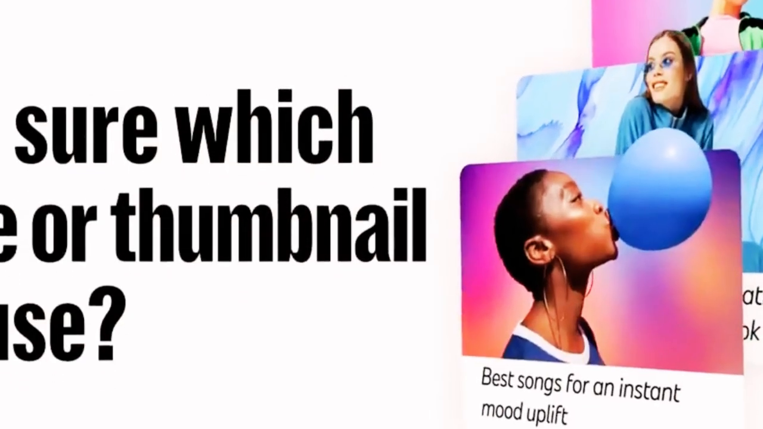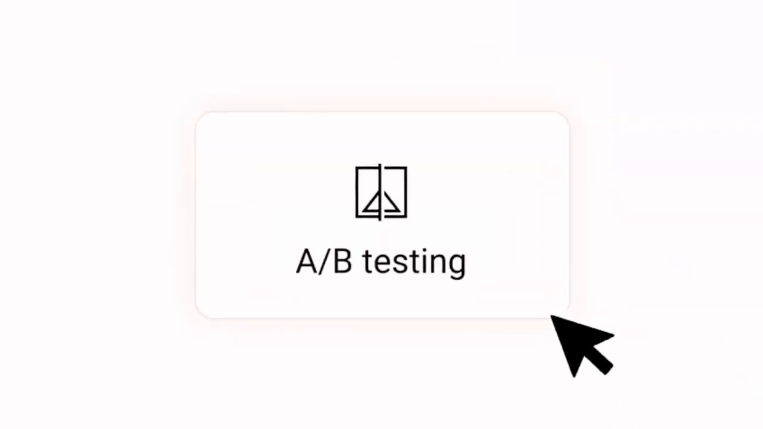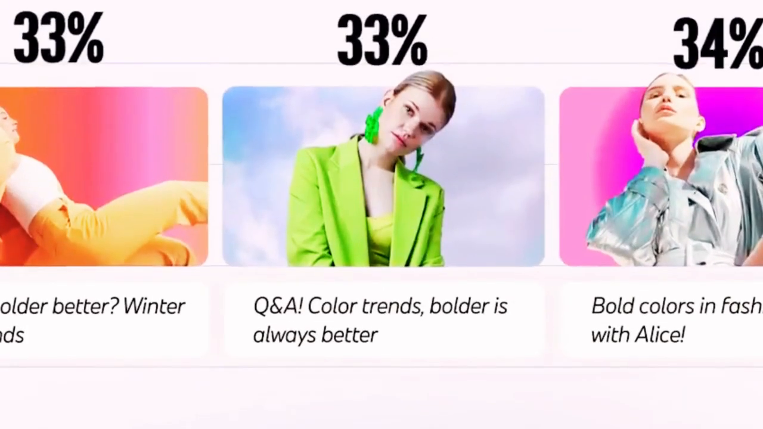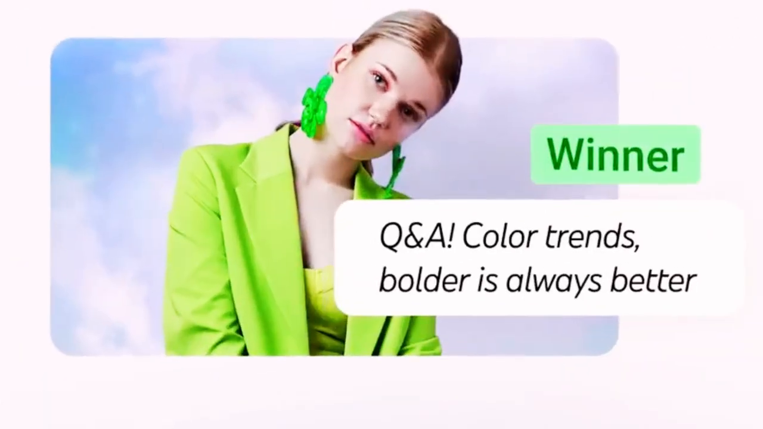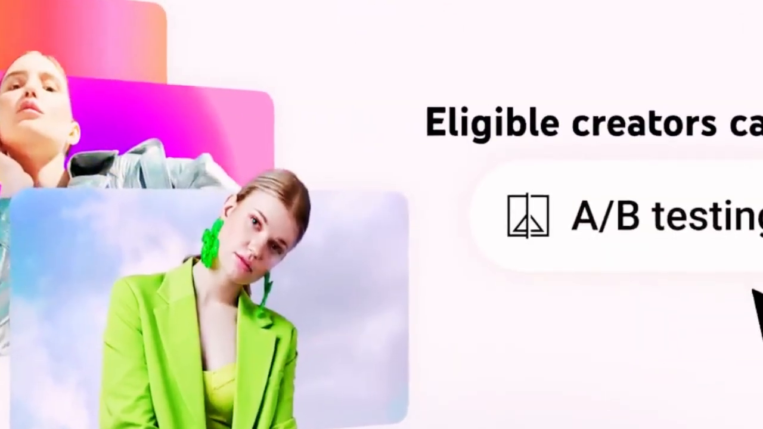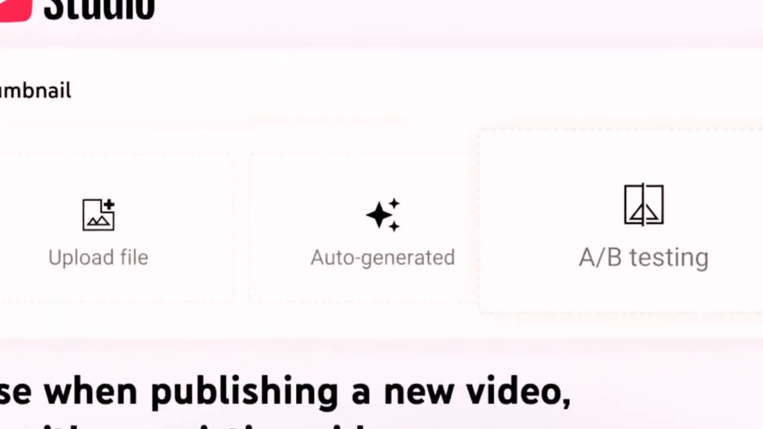Not sure which title or thumbnail to use? Try A/B testing, a feature that lets you choose up to 3 video titles and/or thumbnails to test with viewers to help pick your winner. Here's how it works. Eligible creators can use the A/B testing feature through YouTube Studio Desktop when publishing a new video or with an existing video.